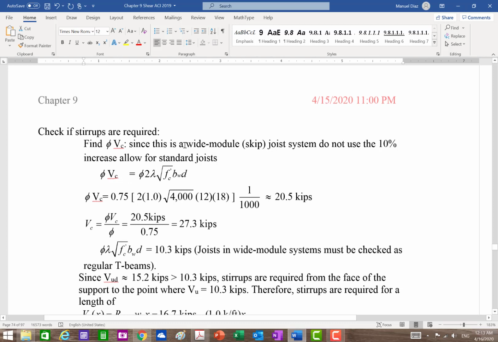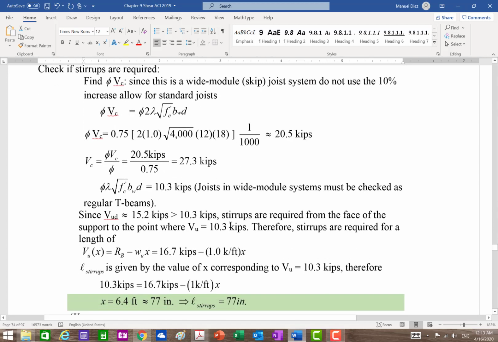Now, because this is a skip joist, right? You are not allowed to use the extra 10%. Okay? So we have to use the regular formula, no 10% increase. That is that number, right? Because we're using this equation and there is no axial load, then this value happens to be half, right? So half of that is this. The V sub c without the phi factor, we just divide it, we get that now.